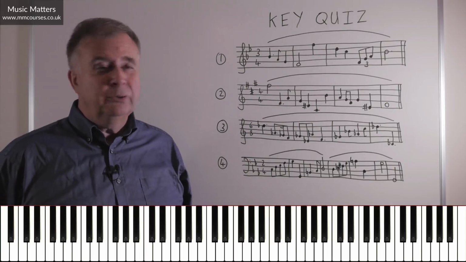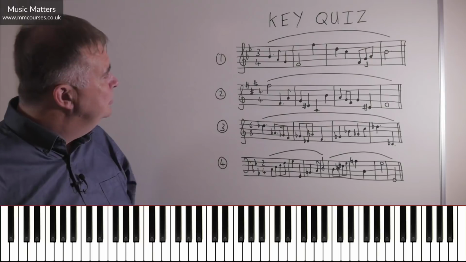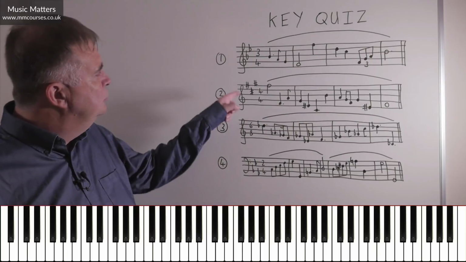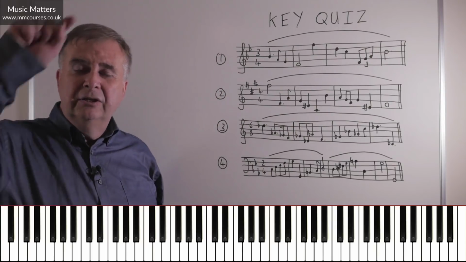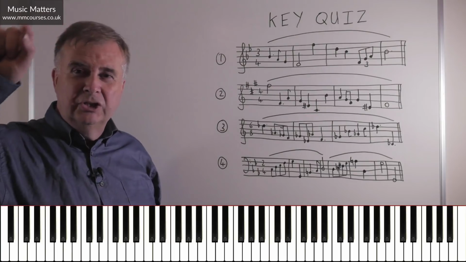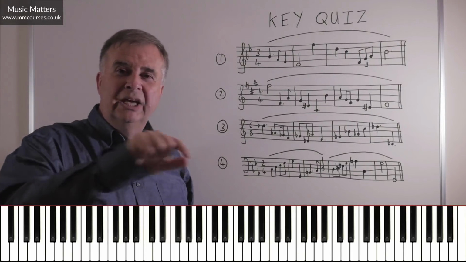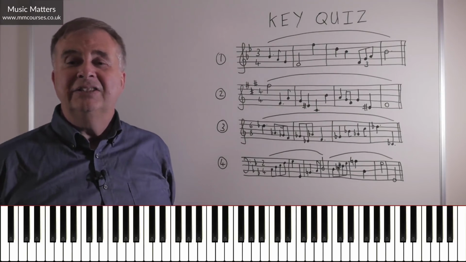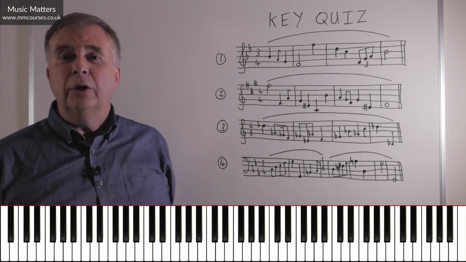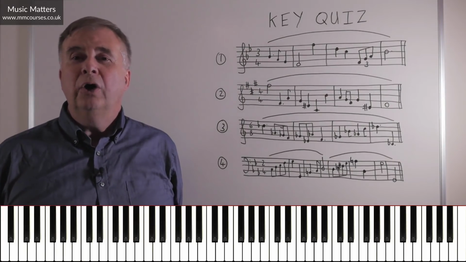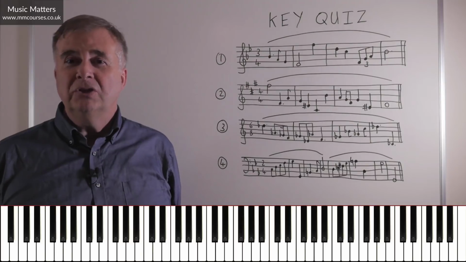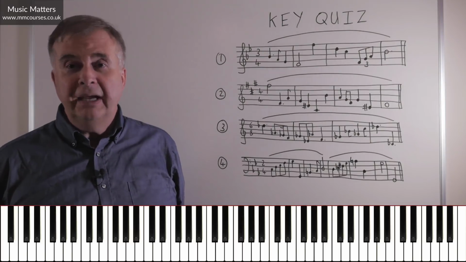So that's another way into it. Or for number two, you can look on your circle of fifths and think three sharps go round the circle on the outside, F sharp, C sharp, G sharp. Which two keys does it tell us about? And it tells us that the options are that we're in A major or in the relative minor of A major, which is F sharp minor.